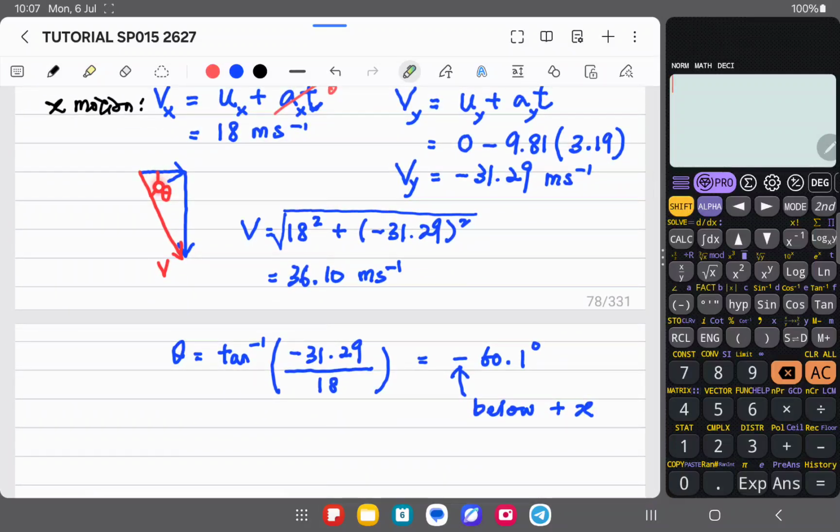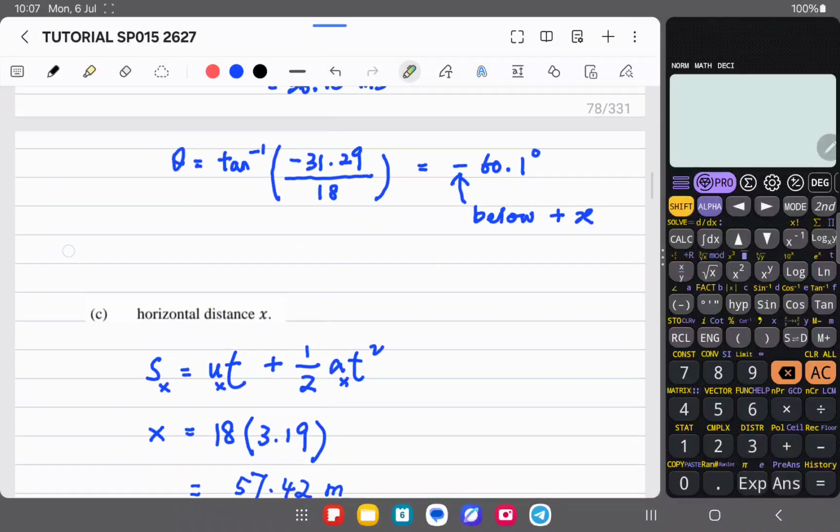The direction we can measure from the horizontal line. For tangent theta, it will be the opposite divided by the adjacent. So it will be negative 31.29 divided by 18. So I'm going to have negative 60.1 degrees. The negative tells you that the stone is heading downwards as it strikes the beach.